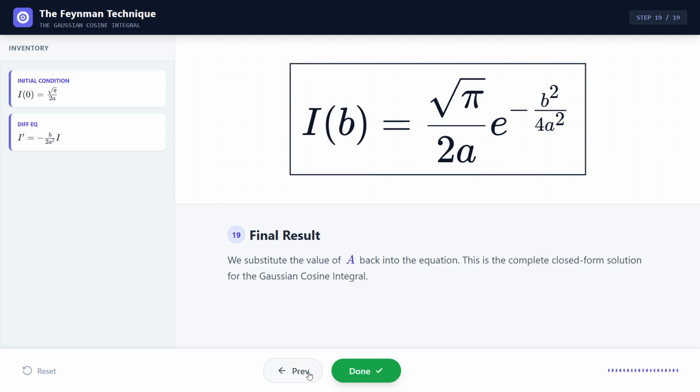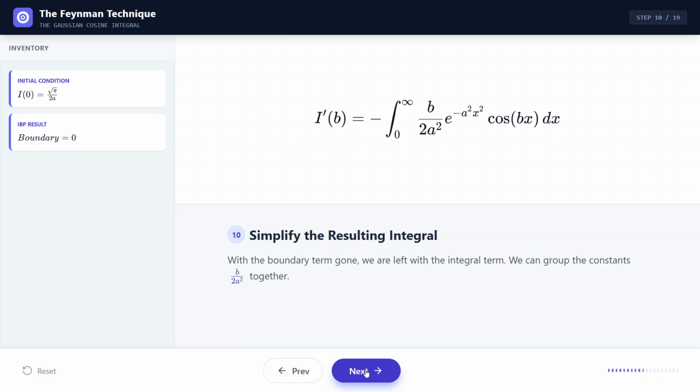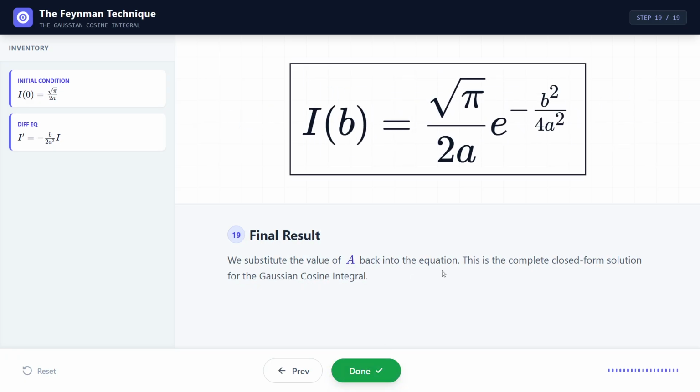Oh, I don't have it displayed anywhere on the board here. Well, let's reset it. And this integral right here is equal to that. Sorry, I don't have the actual answer displayed fully here. But hopefully you remember the integral that we started with.